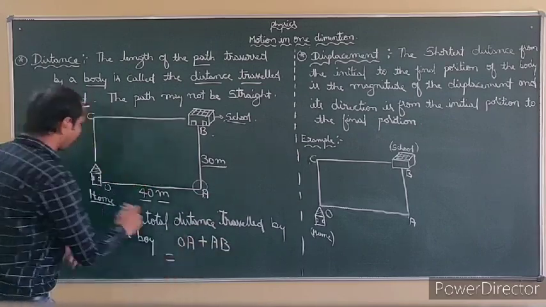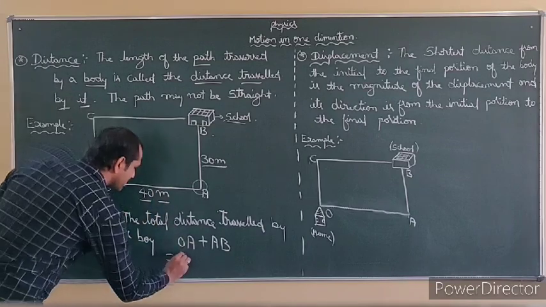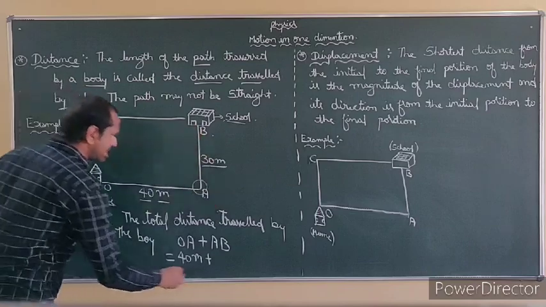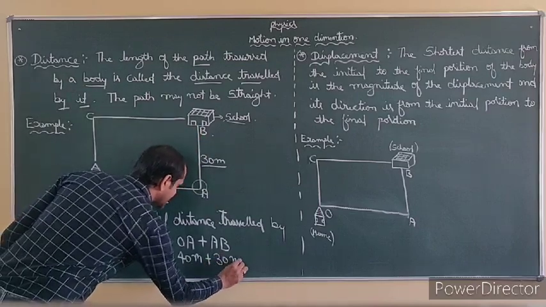So what is the length of OA? The length of OA is nothing but how much? 40 meters. What is the length of AB? AB is how much? 30 meters.